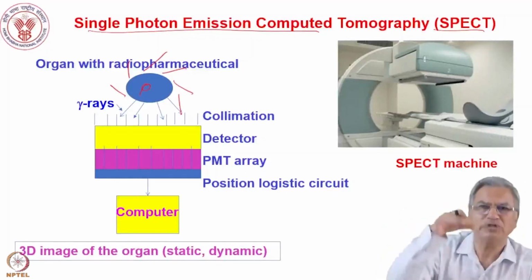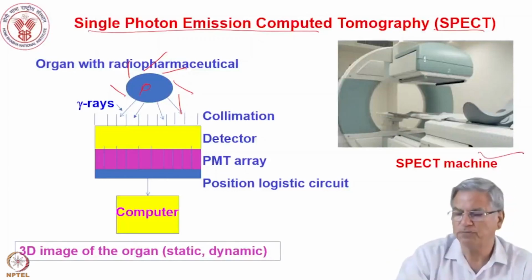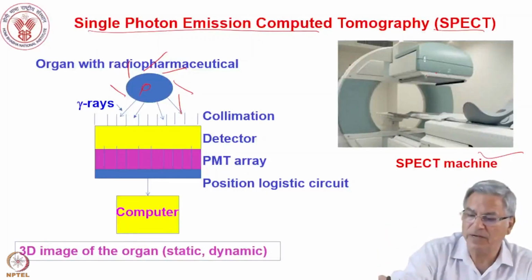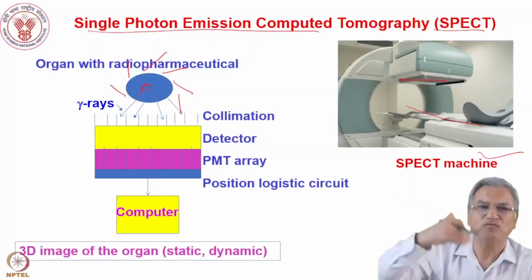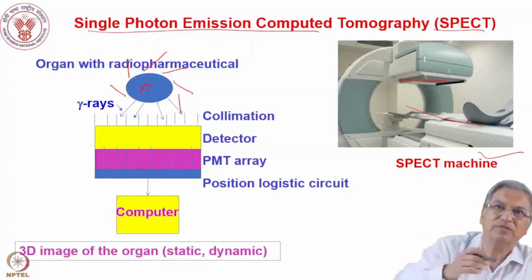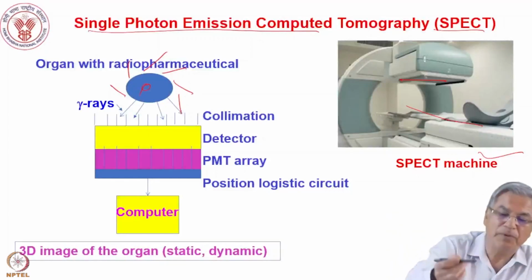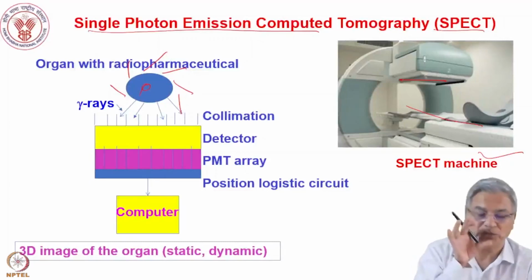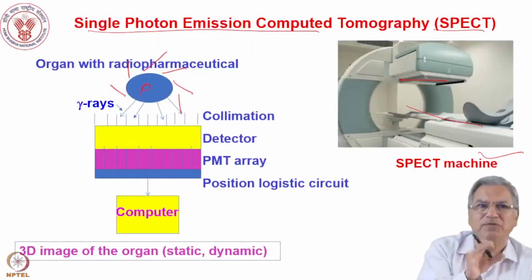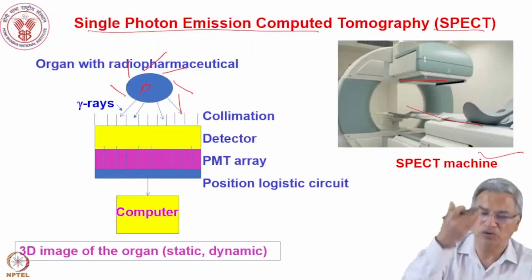So from outside, this is the machine for SPECT. This is the camera. The patient is made to lie on this, and the camera will detect the gamma ray coming out from the organ. Now the radioisotopes are emitting gamma ray in all directions, but you have detected only one side, and you want to take the spatial image. So as a function of space, how the organ is distributed, that means how the activity is distributed in the organ.